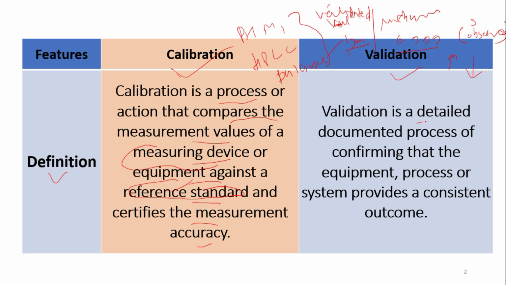Validation is a detailed documented process of confirming that the equipment, process or system provides a consistent outcome. So validation basically we do for processes like API or drug product or drug substances like tablets, capsules, whatever it is. And for equipment also, a few of the equipments we do the validation. And actually this is for the process and system that provides a consistent outcome.